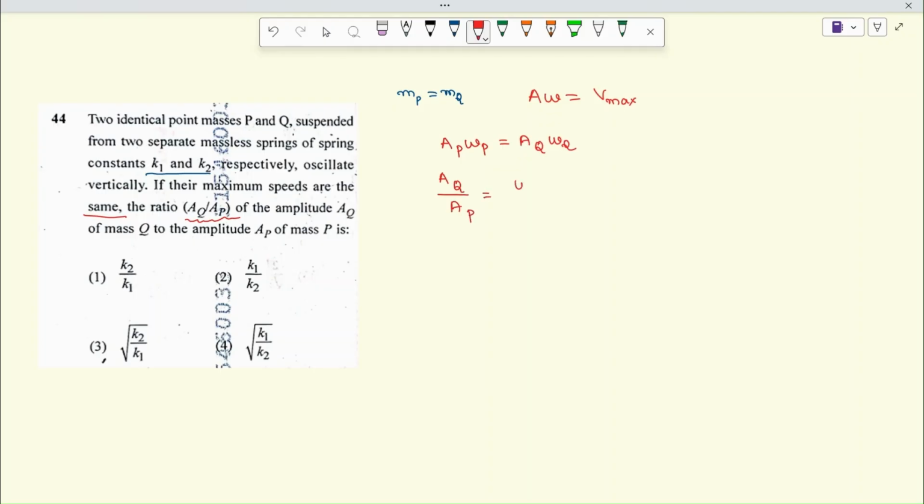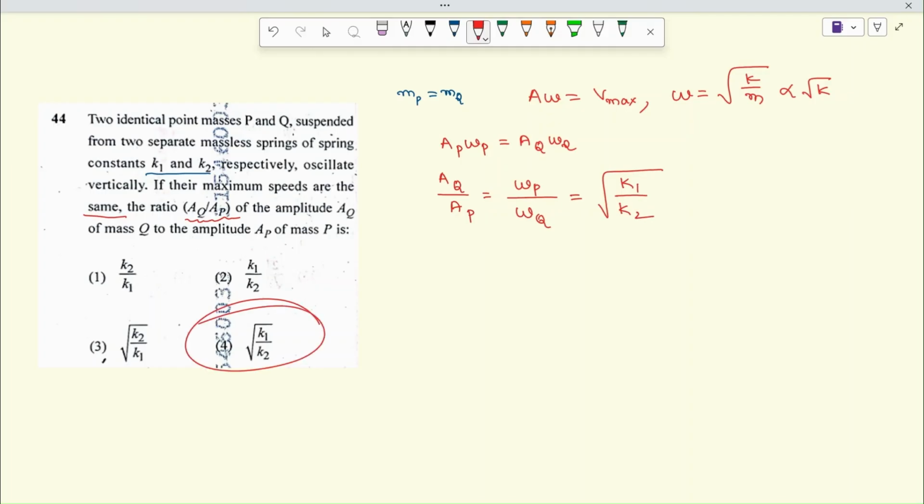So this is omega P by omega Q. And you know omega is equal to root of K by M, which is proportional to root K. Mass is same for both. So this will be equal to root of K1 by K2. Finish. So answer 4.